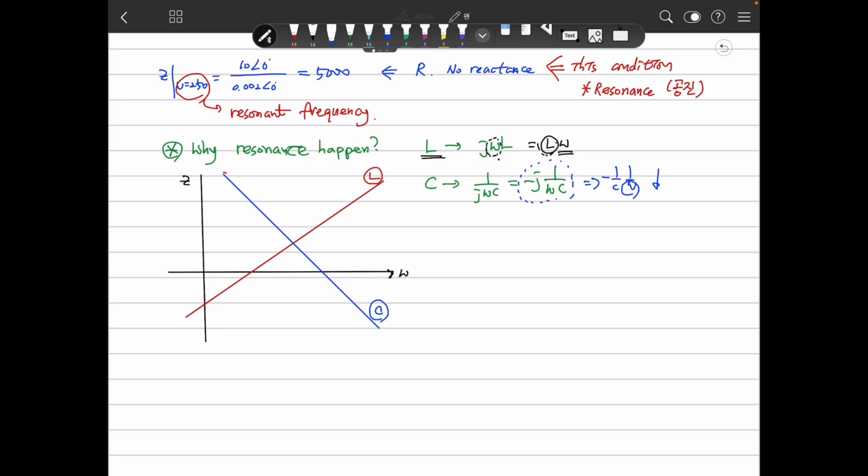So if you connect L and C in series, that is j omega L and minus j over omega C. This is the same as j omega L minus 1 over omega C. So it will be j over omega C times omega squared LC minus 1.